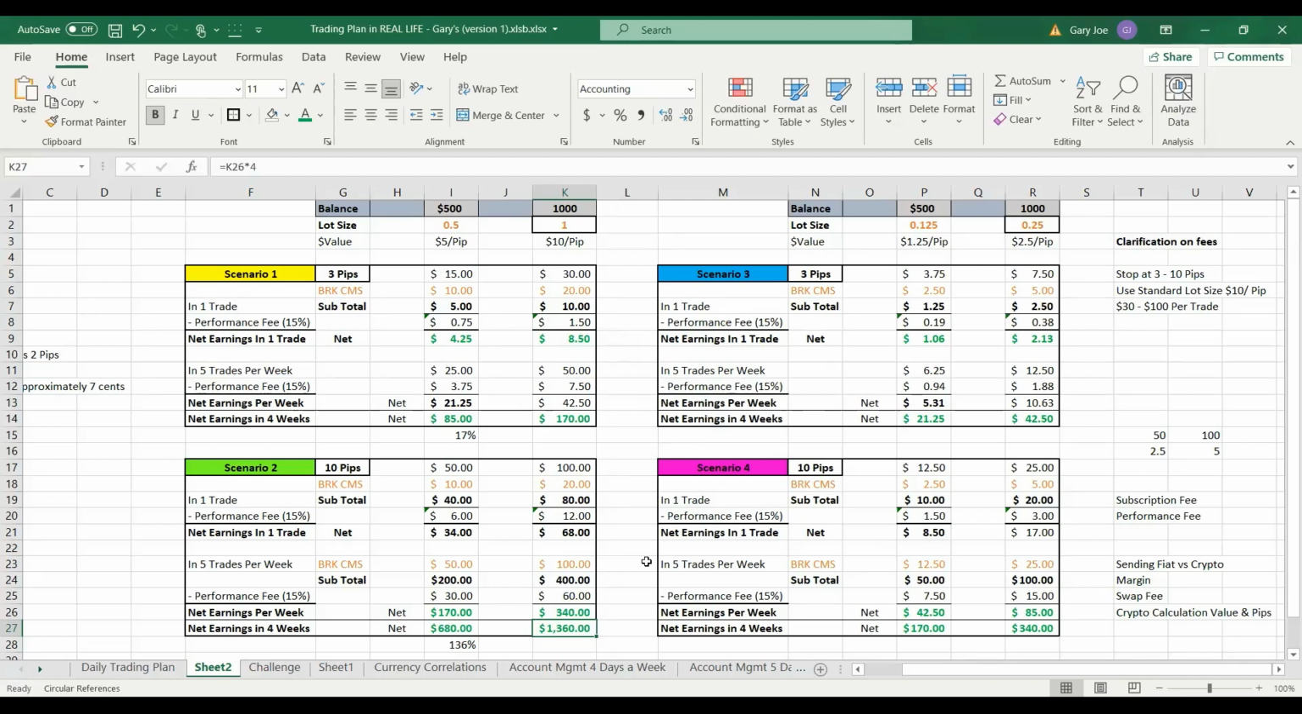Can you please explain? Oh, I'm sorry. Go ahead. I was just asking about scenario 2. I did get scenario 1 where you were saying something about the 3 pips, but can you just go over scenario 2 again briefly, please?